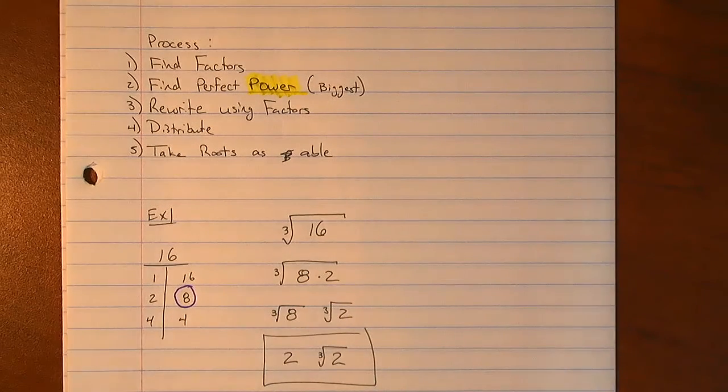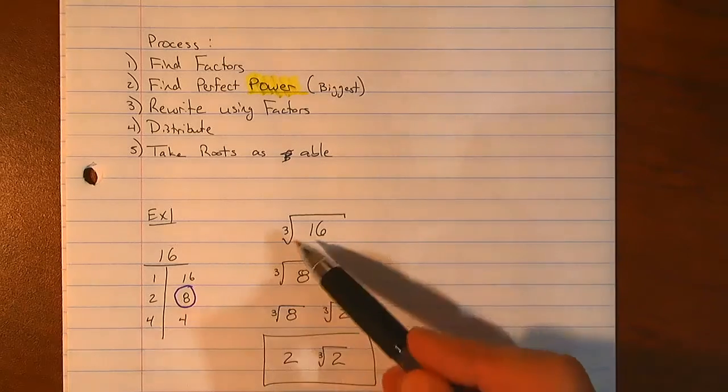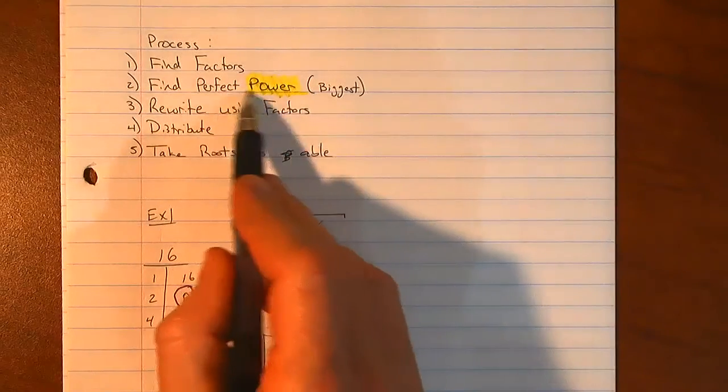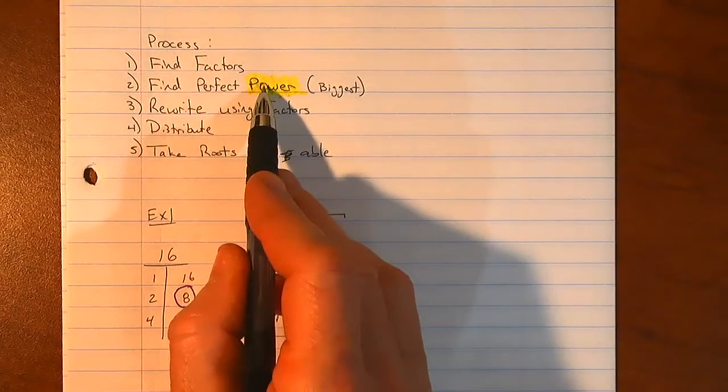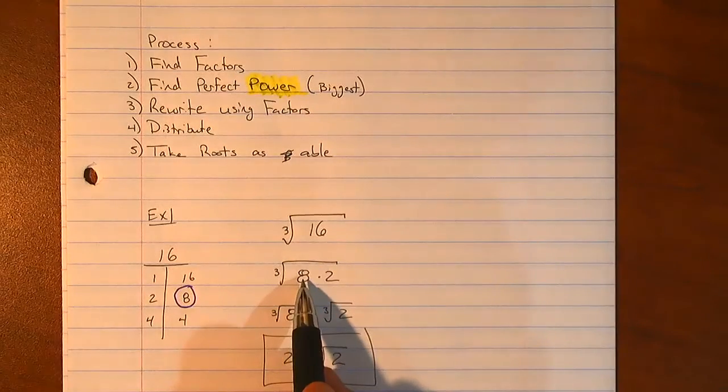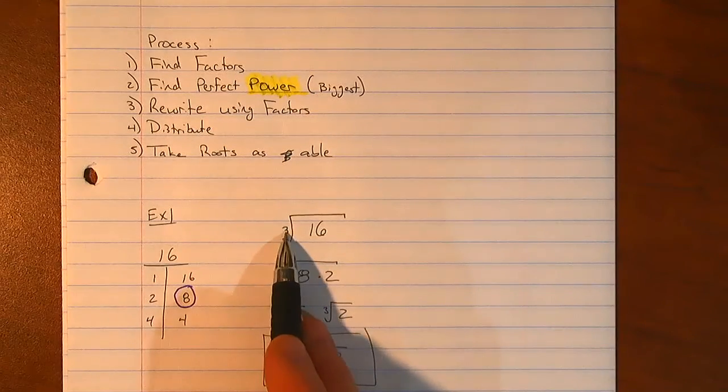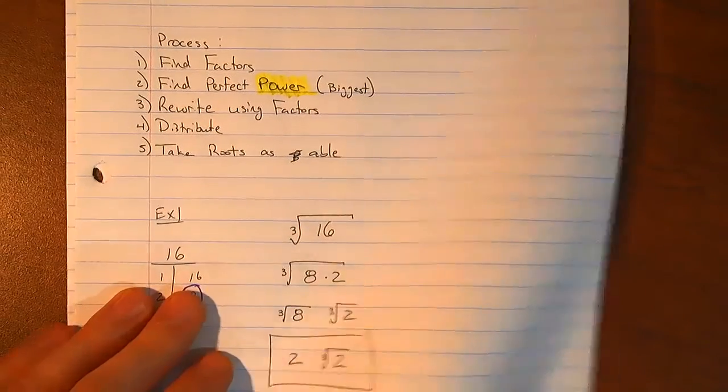Okay, so that's the only thing that's different when I'm working with a higher power. When I get to this step right here, I'm not necessarily looking for squares every time. I might be looking for cubes or fourth powers or whatever. So let's do one more example, and then we will be done with this lesson.